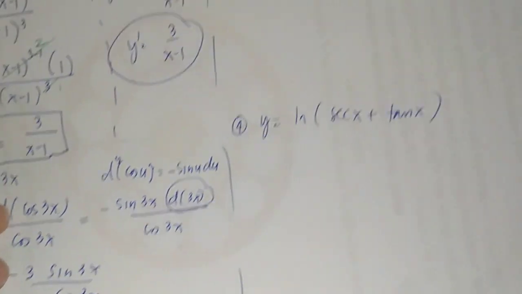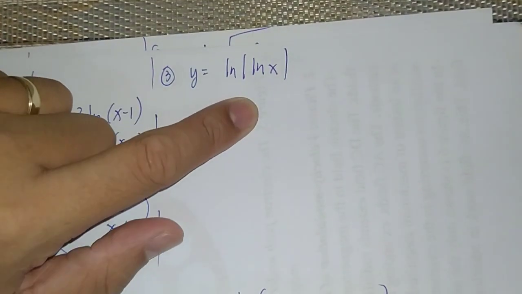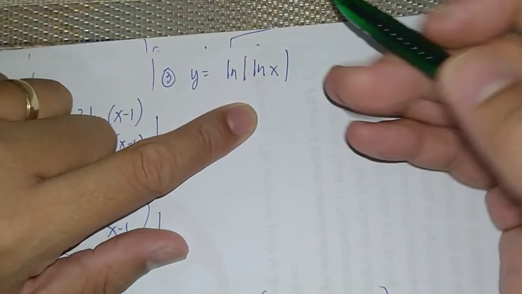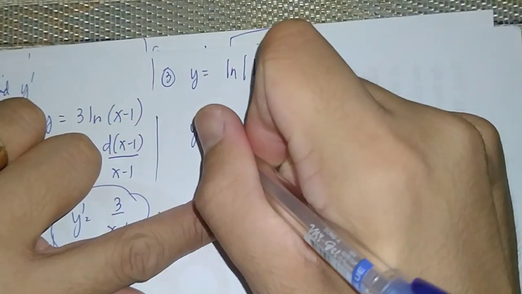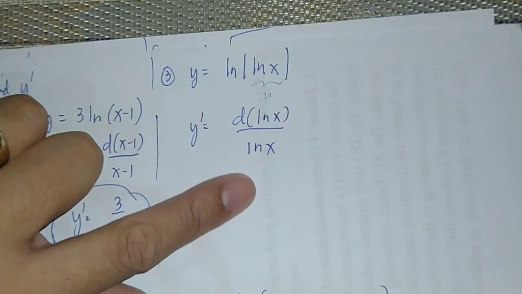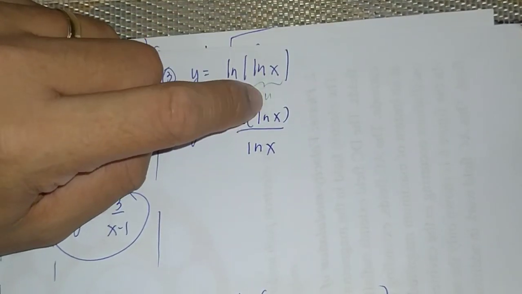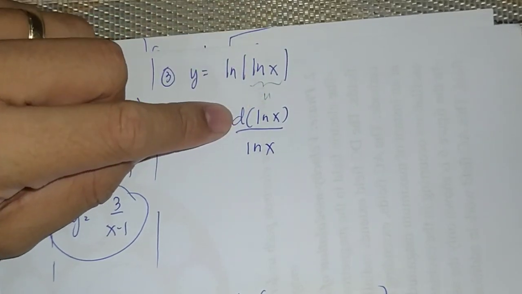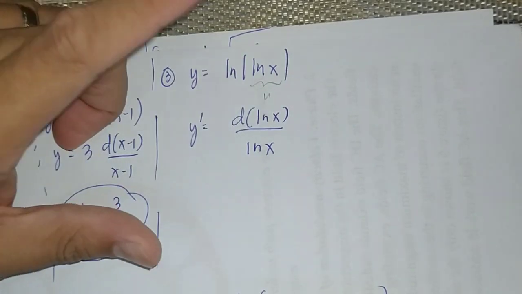Now, we have here y is equal to ln of ln of x. In this case, ln x is the u. The formula says the derivative of u over u. But the u here is itself a ln, so I'll use the formula du over u again.